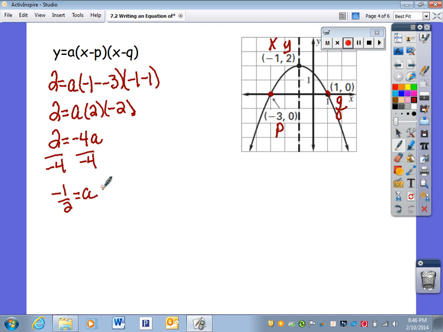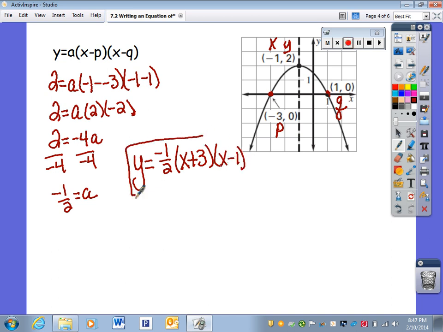Well, let's take a look at that. Negative means our parabola is going down, and it is. 1/2 means that our parabola is wider, and it does look wider. So now we'll write the equation of our parabola. Y equals negative 1/2 times x minus negative 3, which is plus 3, and x minus 1. This is the equation of our parabola in intercept form.